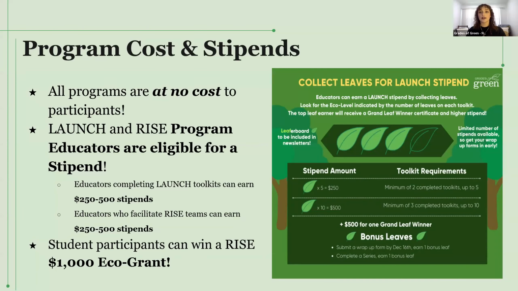On the right, you can see how our stipend program works. For each toolkit, there is a certain amount of leaves dedicated to that program, so that once you complete the required amount of programs or toolkits, including those wrap-up forms, which include the metrics tracking, then you can earn that stipend. So there's the incentive for the completion of the project, the metrics gathering, and then you have your reward at the end. Next slide, please.